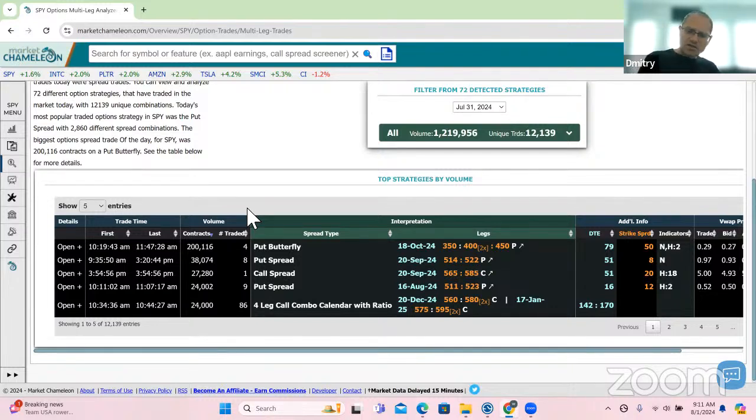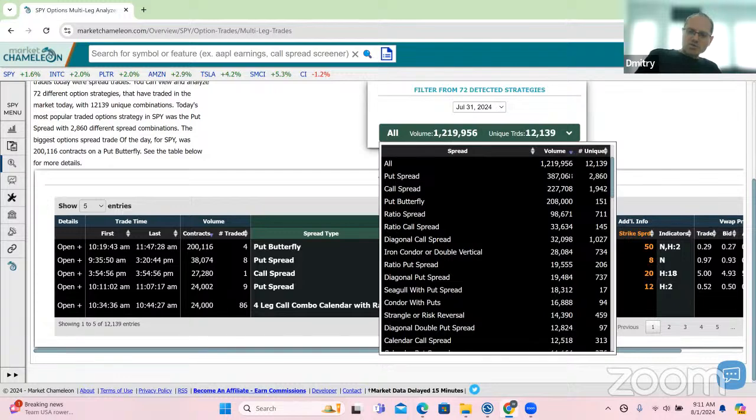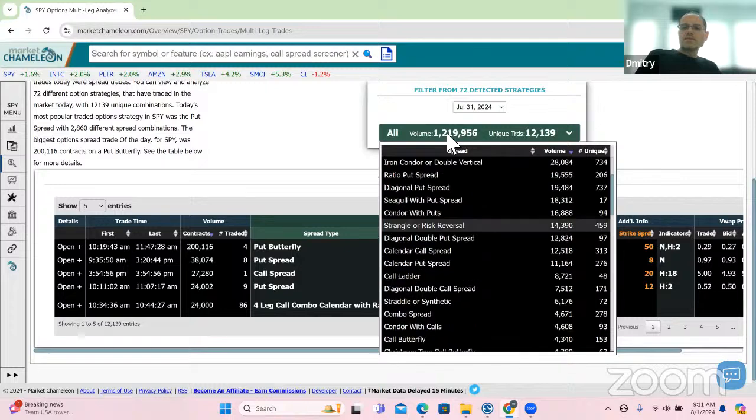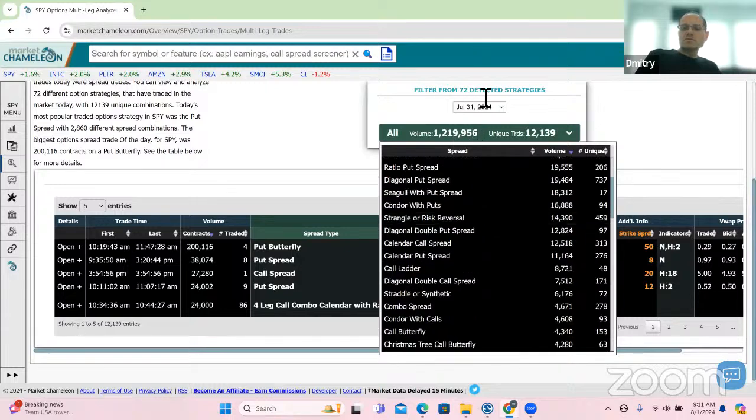So this is what this is doing for us. It's looking at the options trades, isolating the ones that were multi-leg, figuring out for us what occurred, and making an interpretation of what the most likely scenario was. Okay. So this is SPY, and you could see here, this is yesterday, July 31st. If I click this open, you see that we detected lots of different types of strategies, 72 different types.